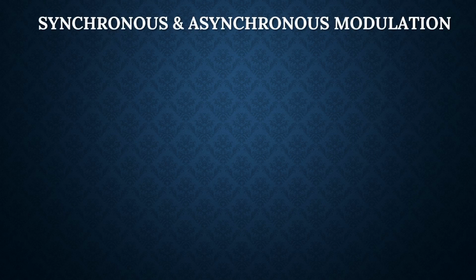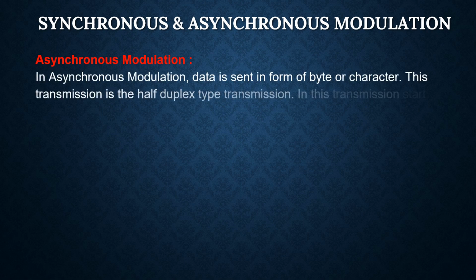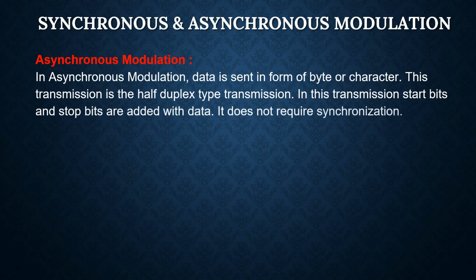Synchronous and asynchronous modulation. Asynchronous modulation. In asynchronous modulation, data is sent in form of byte or character. This transmission is the half-duplex type transmission. In this transmission, start bits and stop bits are added with the data. It does not require synchronization. The diagram represents the asynchronous modulation.